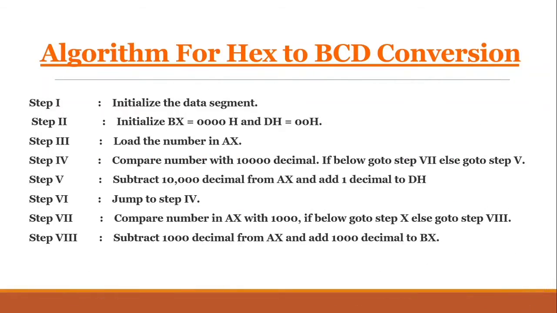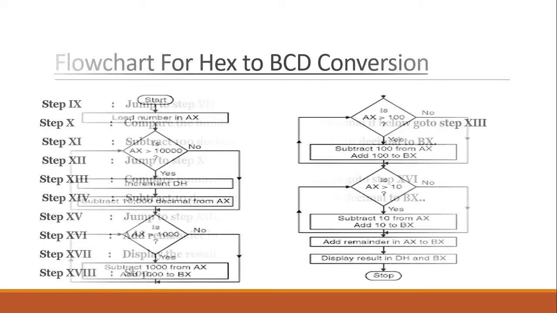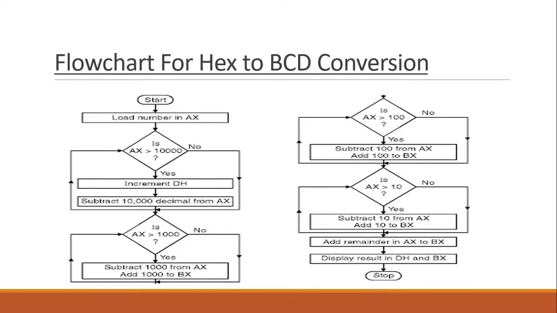This is the basic algorithm to convert from hex to BCD, which has been explained before. This is the flowchart for conversion from hex to BCD. Here we start and then we load the number in AX.